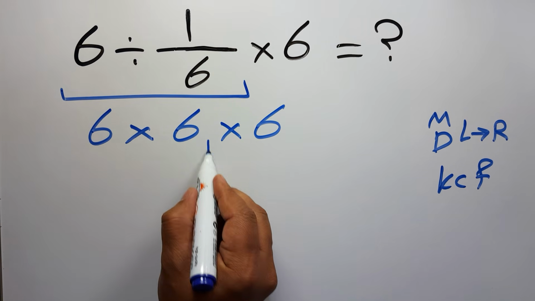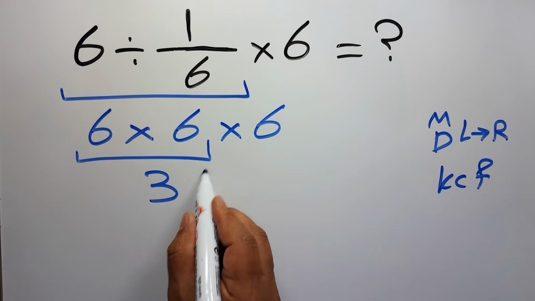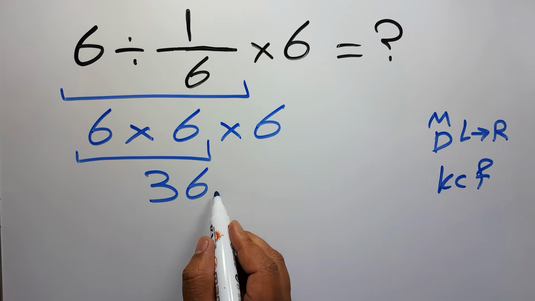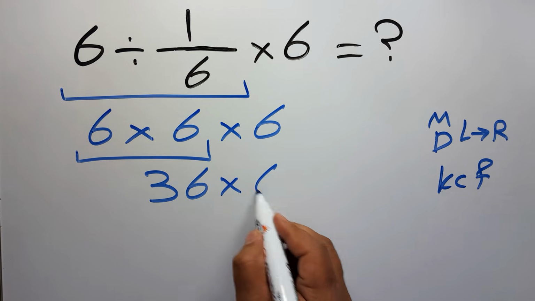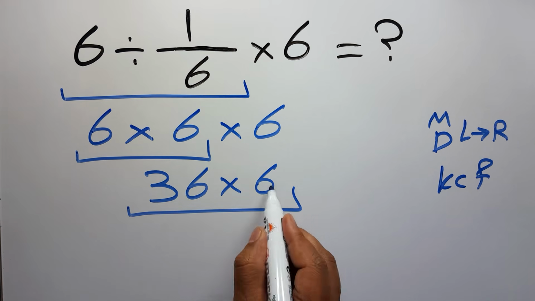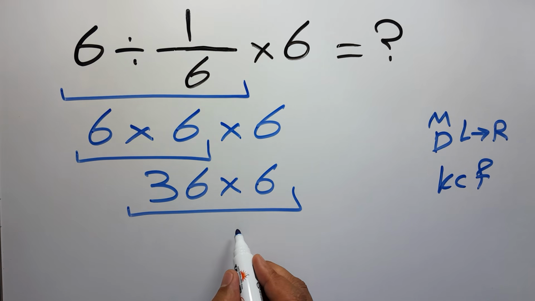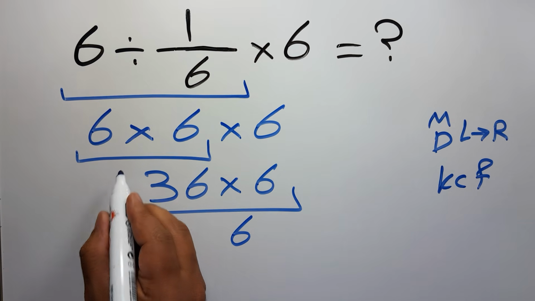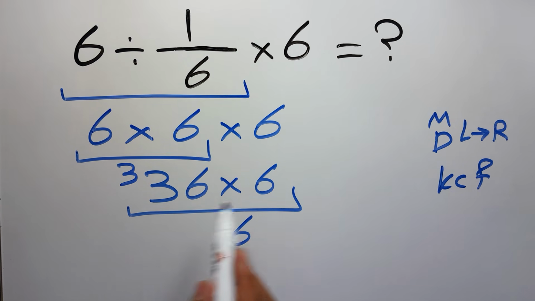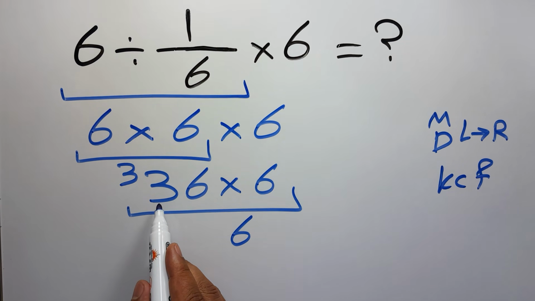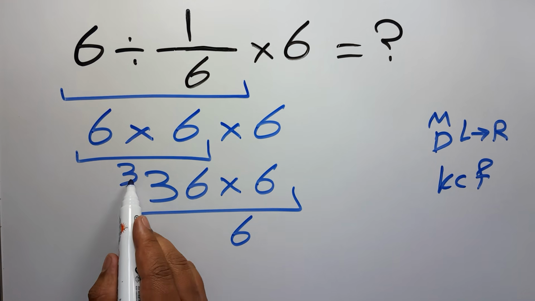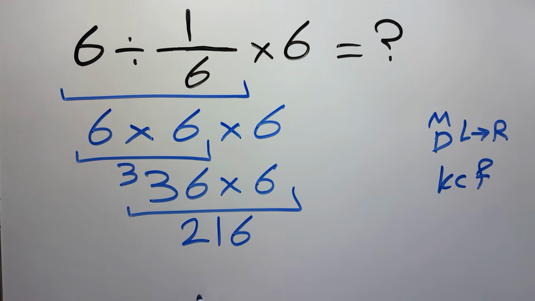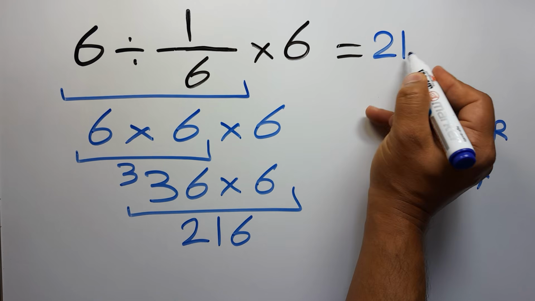6 times 6 gives us 36. So we have 36 times 6. Okay? 6 times 6 gives us 36, so we write 6 here and carry 3 here. 6 times 3 equals 18, and 18 plus 3 gives us 21. So we have 216, and this is our final answer to this problem. The correct answer is 216.